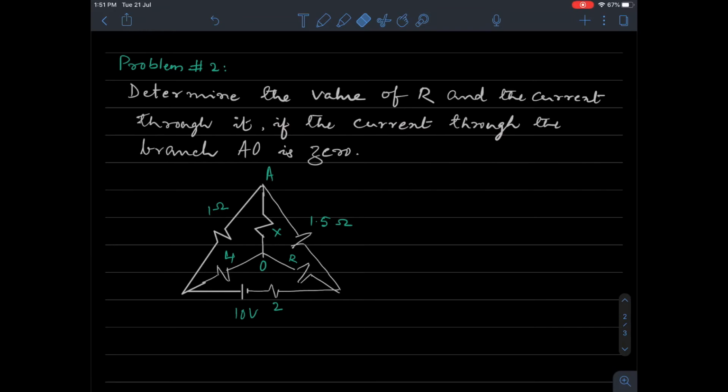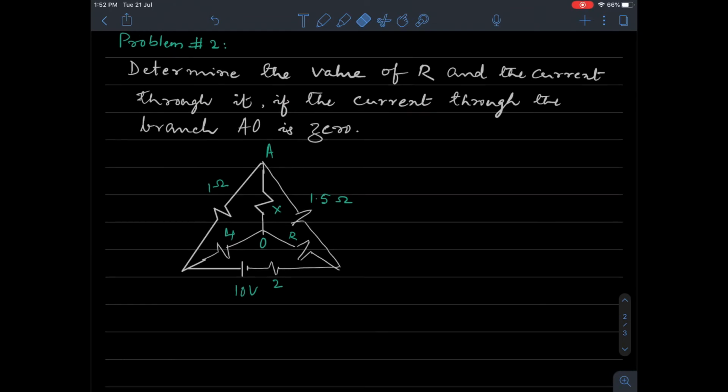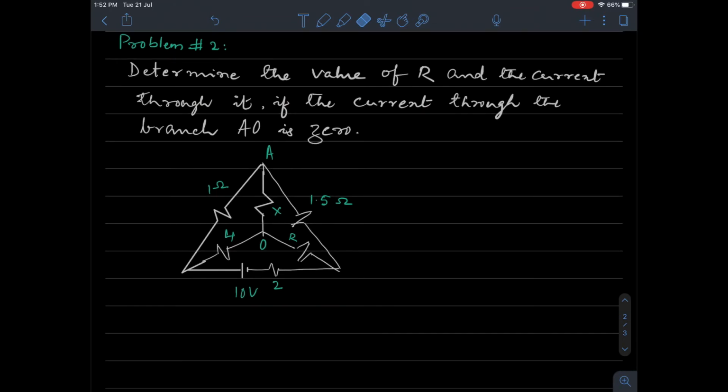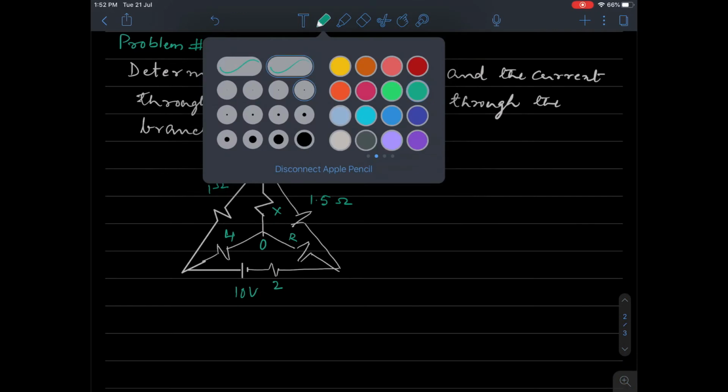Having done the first problem of determining the unknown resistance in a given network, we will go ahead with another simple problem, which goes this way. Determine the value of resistance R and the current through it if the current through the branch AO is 0. This is what is given to us in this problem. The network is being written. You can see the network. This is how the network is. So we are supposed to find out the value of R and also the current through R.